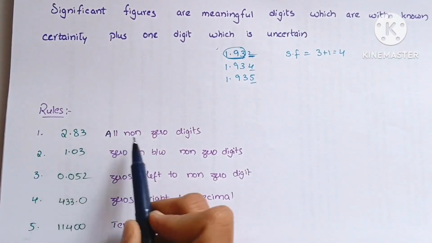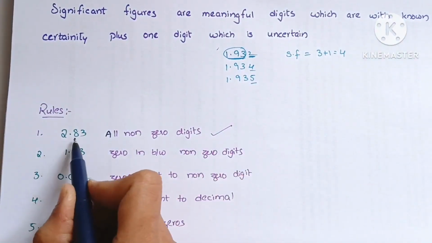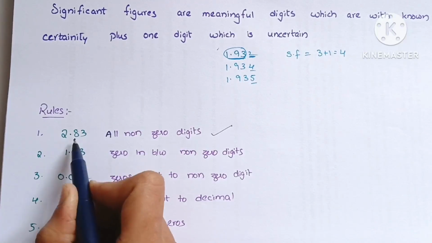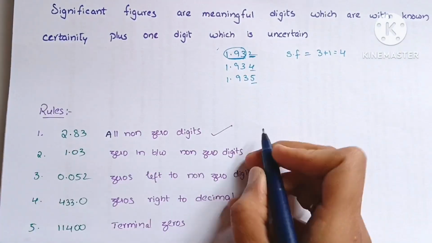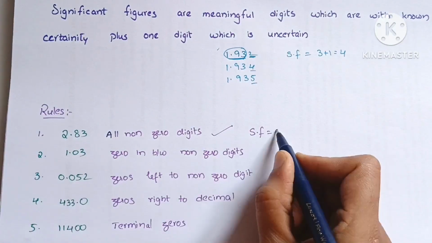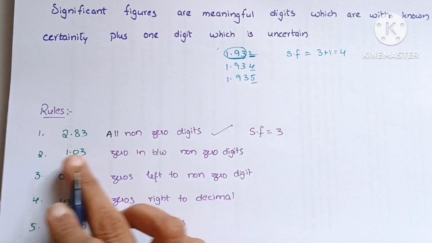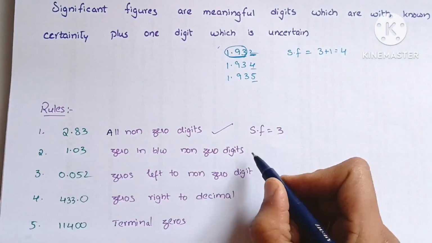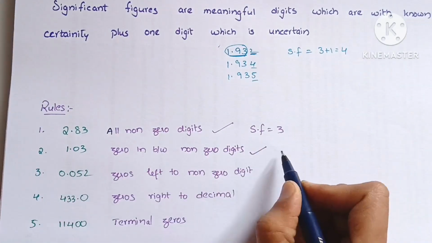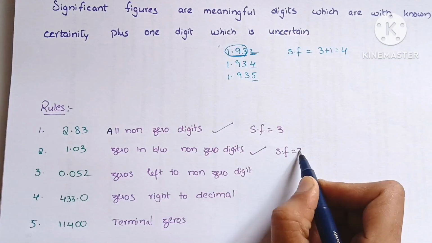There are some rules to find the number of significant figures in a measured value. The first rule is all non-zero digits are significant, irrespective of where the decimal is. Total number of significant figures are 1, 2, 3. And next, a zero in between two non-zero digits is significant. So, the number of significant figures here is 1, 2, 3.